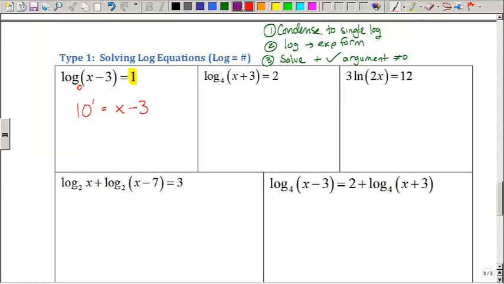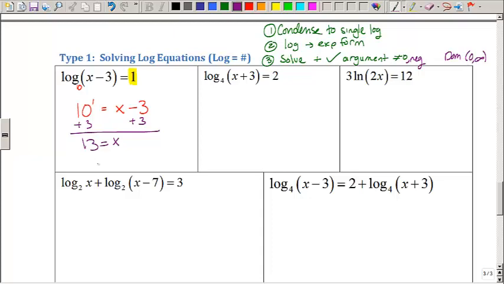So that's step 2. Step 3 says to solve. That's fairly simple at this point. And then I get the answer x equals 13, which is my potential answer. I say potential because you have to check to make sure that your answer doesn't make the argument 0 or negative. The reason the argument cannot be 0 or negative is that the domain of a log function is from 0 to infinity. So we cannot have any negative or 0 arguments.